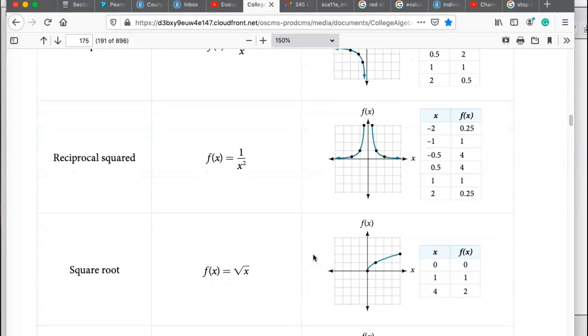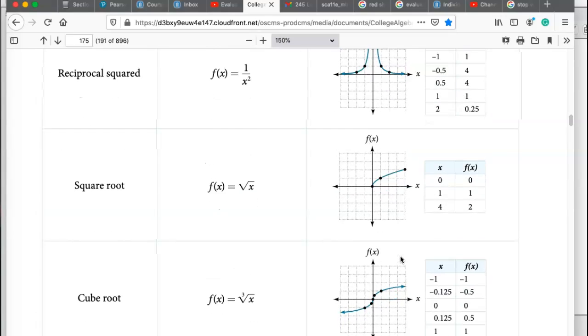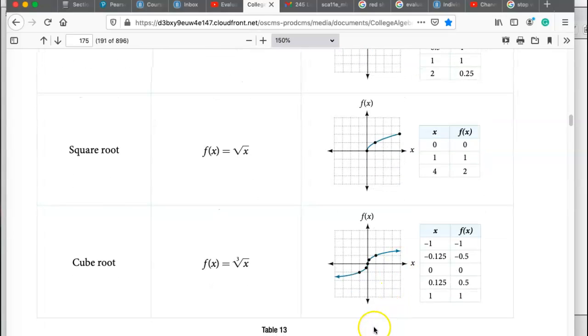And then we have our square root. Now we're going to be talking about the domain in the next section. So you cannot take a square root of a negative value. So therefore, that's why the graph starts at 0. And then again, you take the square root of those x values to get the y. And again, you want to include the arrow. And then we have the cube root. And since we're able to take the cube root of a negative value, that's why we get this portion here.